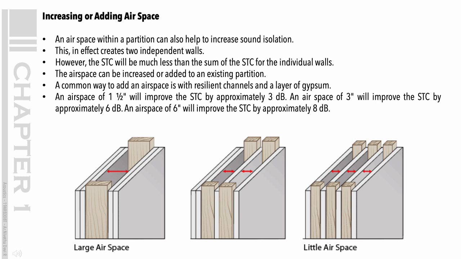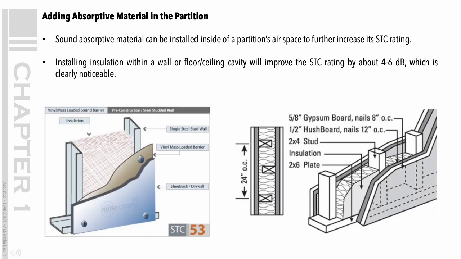An airspace of 1.5 inch will improve the STC by approximately 3 decibels. An airspace of 3 inches will improve the STC by approximately 6 decibels. An airspace of 6 inches will improve the STC by approximately 8 decibels. Adding absorptive material in the partition. Sound absorptive material can be installed inside of a partition's airspace to further increase its STC rating. Installing insulation within a wall or floor/ceiling cavity will improve the STC rating by about 4 to 6 decibels, which is clearly noticeable.